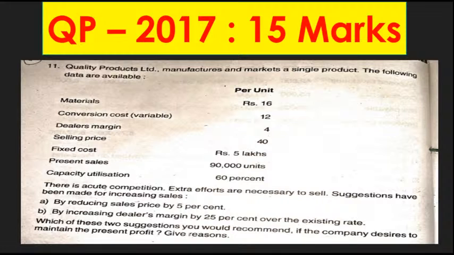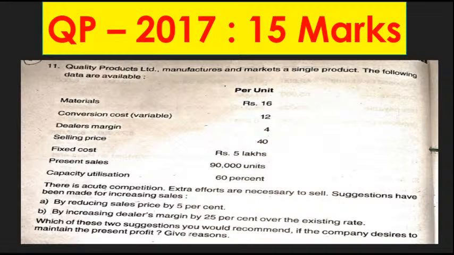What is the selling price per unit? Rupees 40. And fixed cost given in the problem is 5 lakh rupees. The present sales is 90,000 units. Actually the capacity utilization is 60%, meaning the 90,000 units are produced at 60%. There is acute competition. Extra efforts are necessary to sell.